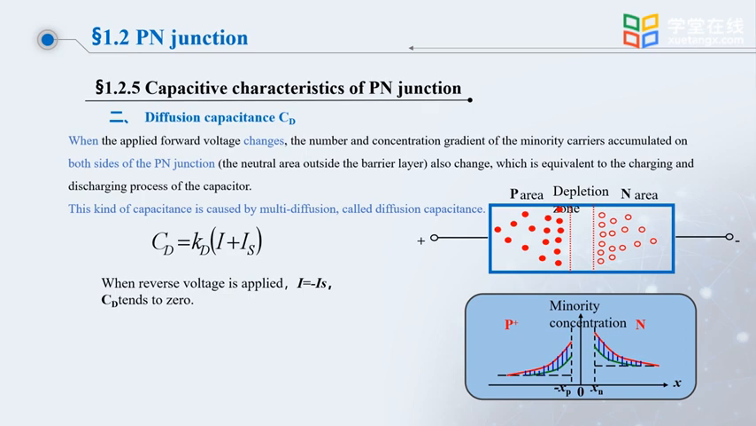When the applied voltage continues to change, the diffusion current continues to change. So the diffusion of majority carriers also makes the concentration of the minority carriers in the neutral zone outside the barrier constantly change. This is also equivalent to the charging and discharging process of a capacitor. This capacitance characteristic is caused by majority carrier diffusion, so it is called diffusion capacitance and is expressed by CD. When a reverse voltage is applied, CD is almost zero. That is, it appears as a diffusion capacitor only when the forward voltage changes.